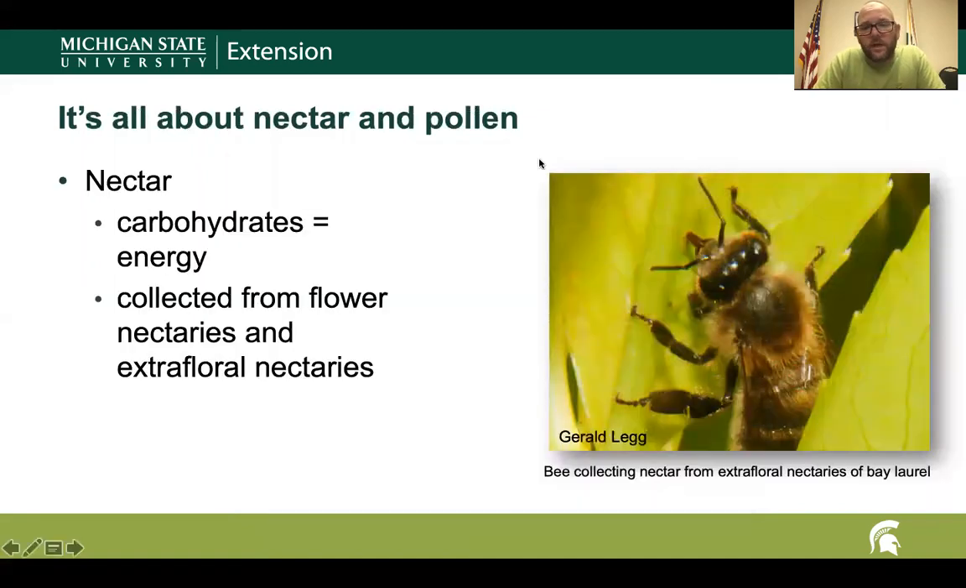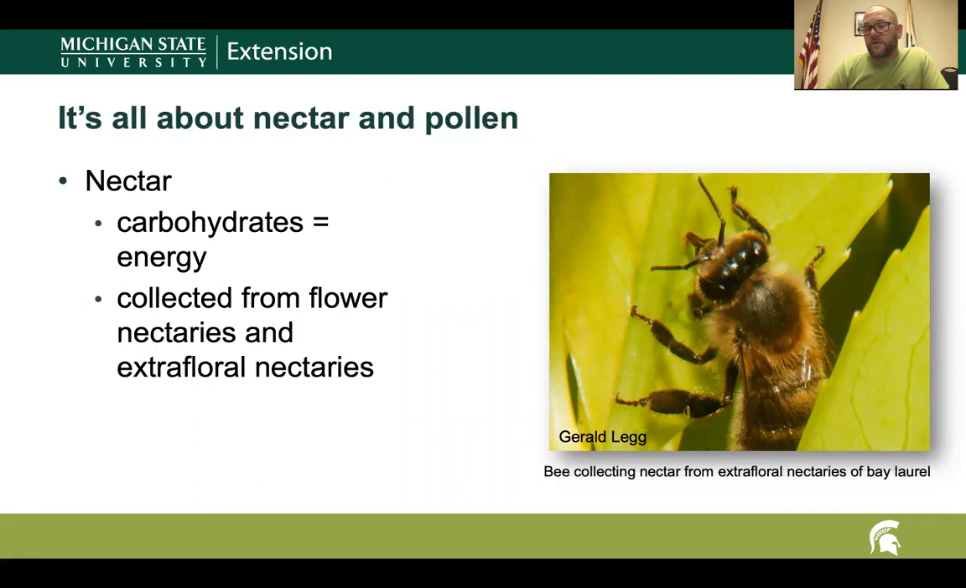And when it comes to the nectar and pollen, we've got a few things here. Nectar, and we've talked about this in other lectures, is the carbohydrates. That's the energy that bees need to do their daily tasks. It's collected from flowers and these floral nectaries, and also extra floral nectaries. Floral nectaries are nectaries that are inside of the flower, and they're usually buried way deep down in the flower so that the bees actually have to really reach to get in there.